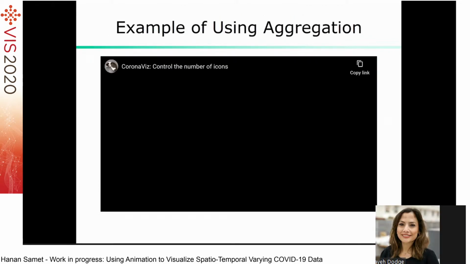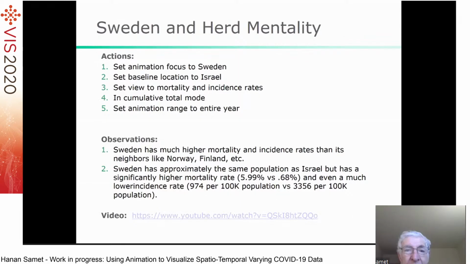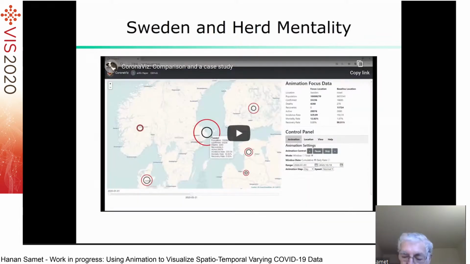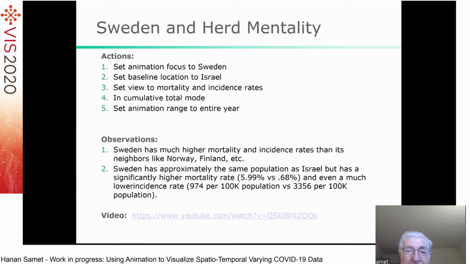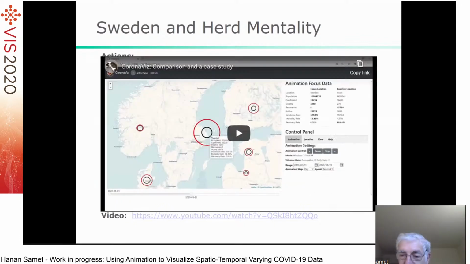Anyway, let's look at this one here. This one is called Sweden and Herd Mentality. What we'll show you is the difference between Sweden, let's say, and Israel and its neighbors. You can see here the difference in the mortality rates. Sweden has 5.99% mortality versus 0.68 in Israel. They're about the same population. And the incidence rate, however, in Israel was four times as much as in Sweden.